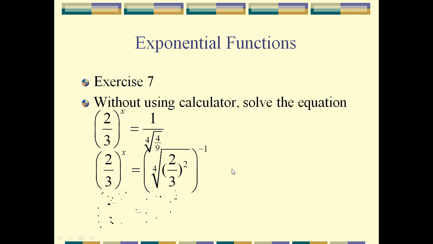So by simplifying, the left hand side is just 2 over 3 to the power x, and the right hand side is 2 over 3 to the power. Here is this 2 over 4, and then times the negative 1 is negative 1 over 2. So by comparison, x is equal to negative 1 over 2. This is the end of chapter 7a. Please do the exercise 7a that I assigned on the website.